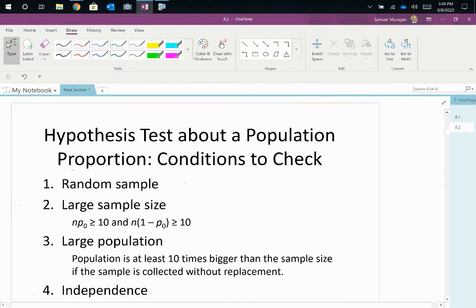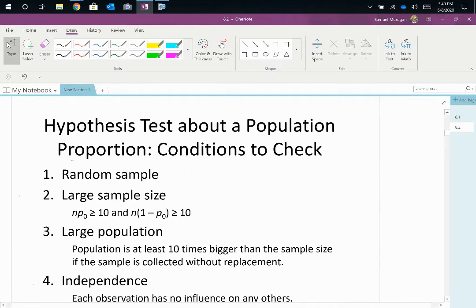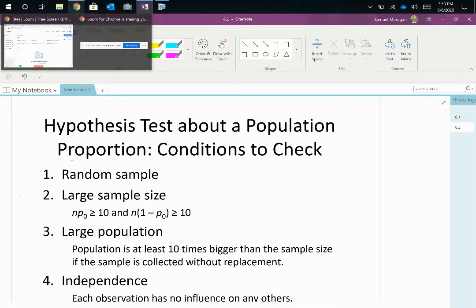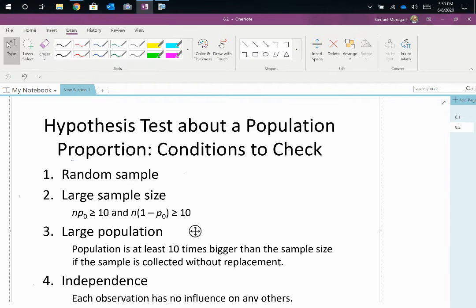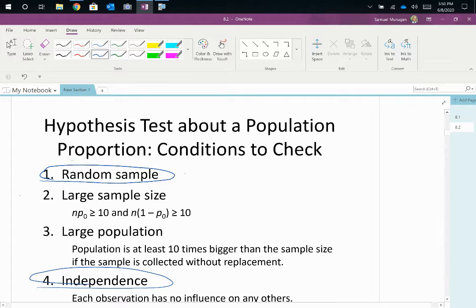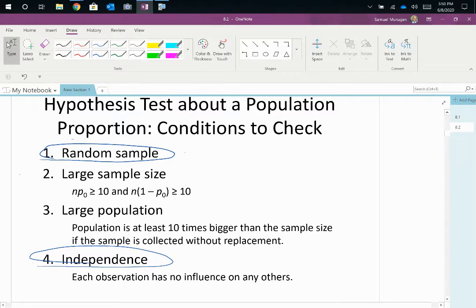There are 4 conditions that must be met before you perform a hypothesis test. 2 of them are generally inferred from the problem. That is random sample and independence. Random sample is that the sample that's taken is randomly drawn from the population, and independence is that each observation has no influence on the other. Those 2 are inferred from the problem.